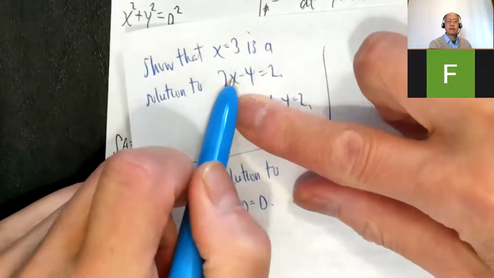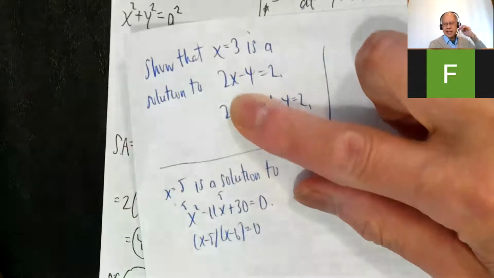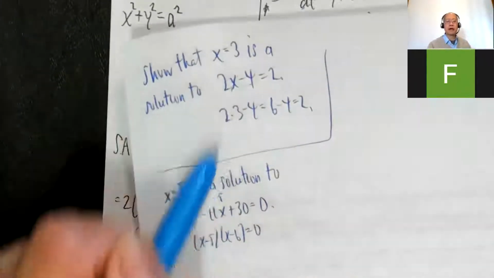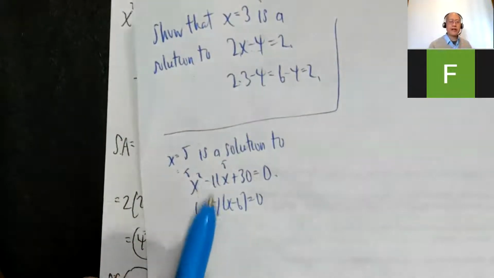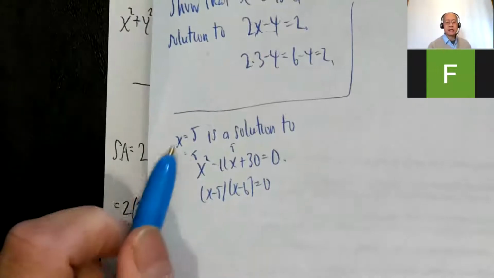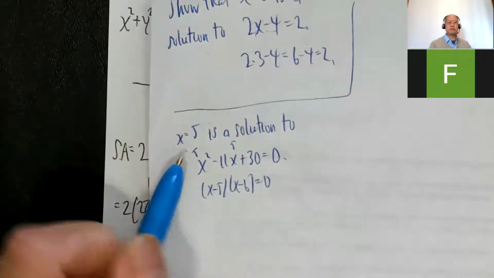Show that x equals 3 is a solution. Plug it in. 2 times 3 is 6 minus 4 is 2. And you say, yeah, how did you come up with that? Oh, add 4, divide 2, and so on. Same thing here. How did you get that? Factor, do the 0 factor property, and so on. But at the beginning, it's a mystery. Plug in 5, it works. How did you get it? I don't know. Just plug it in.